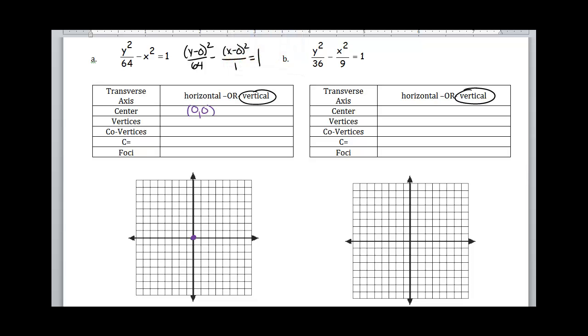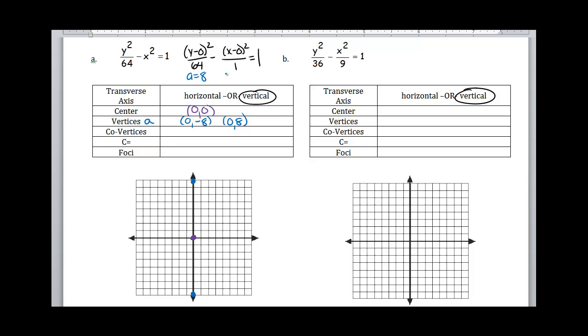For my vertices, remember, it is going to be A units from the center, but A, again, always has to be from the first denominator. It doesn't matter if it's bigger or smaller, it's always first. And so since we're vertical, I want to move 8 units up and down from my center. If we name those, we're at 0, negative 8, and 0, positive 8.